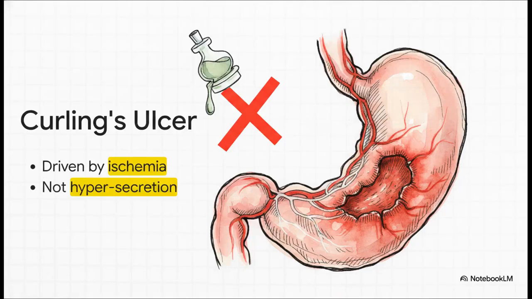The correct answer is E. And this is a really vital distinction. Acute stress ulceration of the duodenum, which we know as a Curling's ulcer, is driven by acute splanchnic vasoconstriction and ischemia of the GI mucosa.